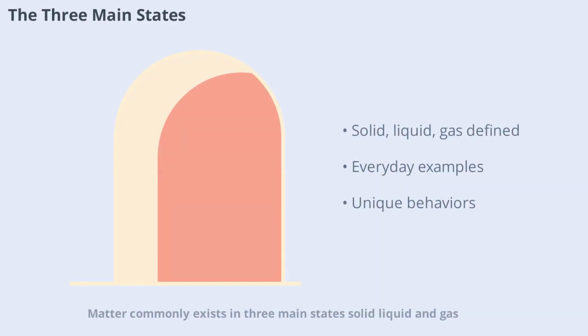Matter commonly exists in three main states: solid, liquid, and gas. Each state has its own distinct characteristics and behaviors. Solids keep their shape, liquids flow and take the shape of their container, and gases spread out to fill any space available. These states are all around us, from the ice in your freezer to the steam rising from a hot cup of tea. By understanding these states, we can better appreciate the diversity and complexity of the material world. Let's take a closer look at each state and see what makes them unique.